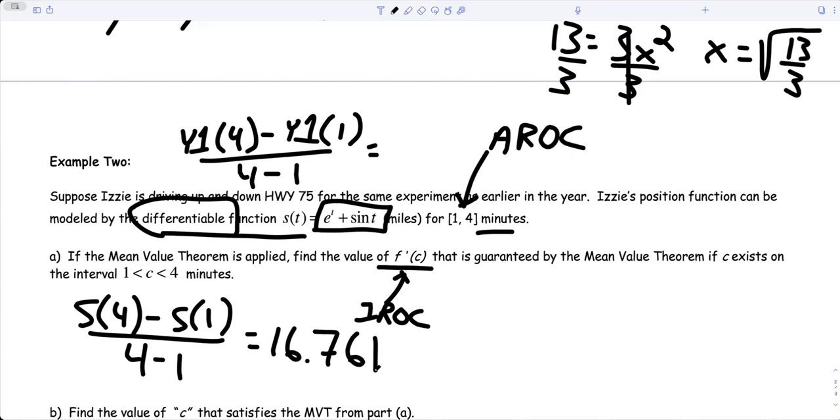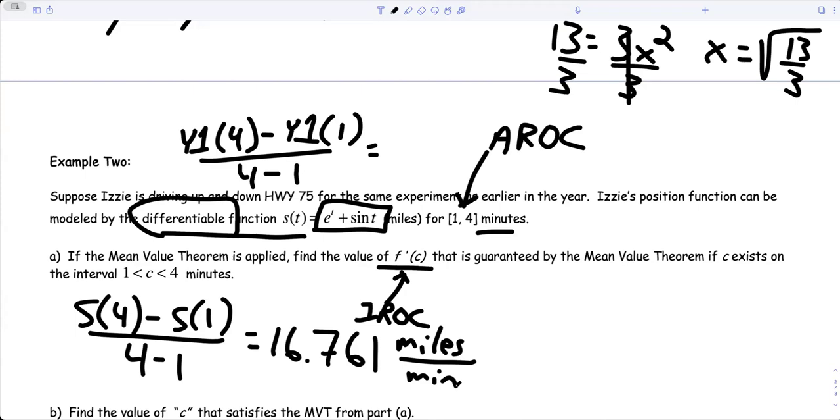However, this is the average rate of change. What are my units? What's S measured in? Miles. And the denominator would be time, so Izzy is traveling 16.761 miles per minute. He's very fast, right? Probably borrowed my Ferrari or something. So this is my average rate of change.